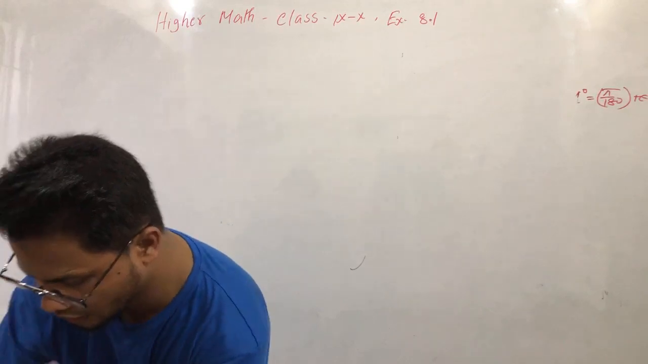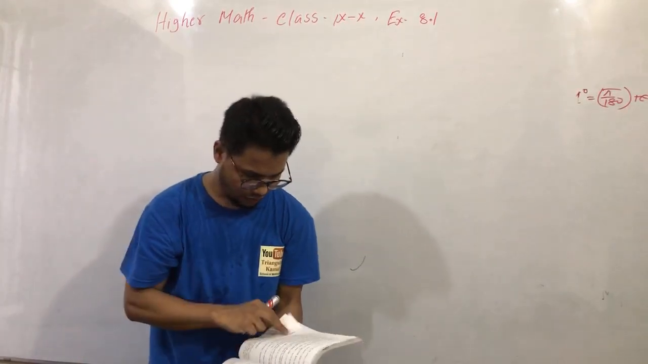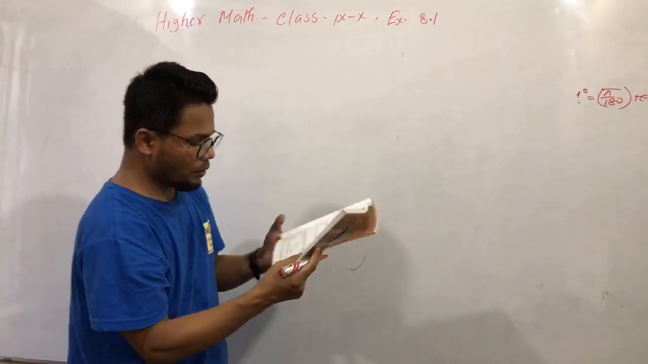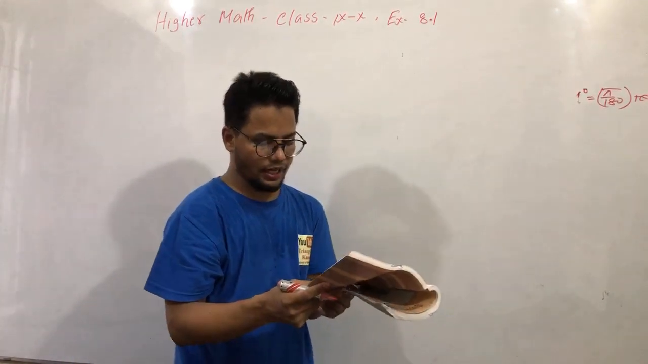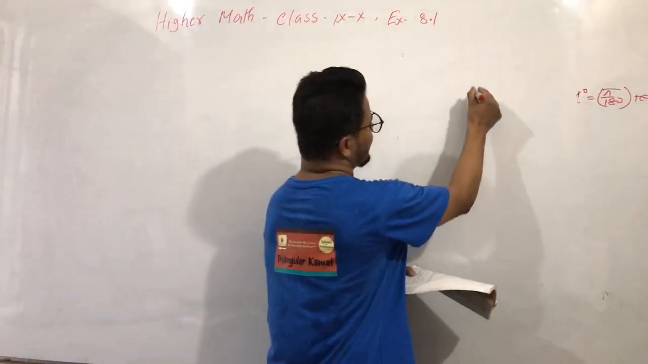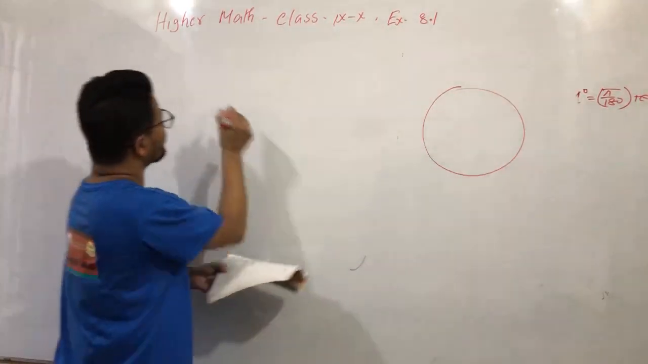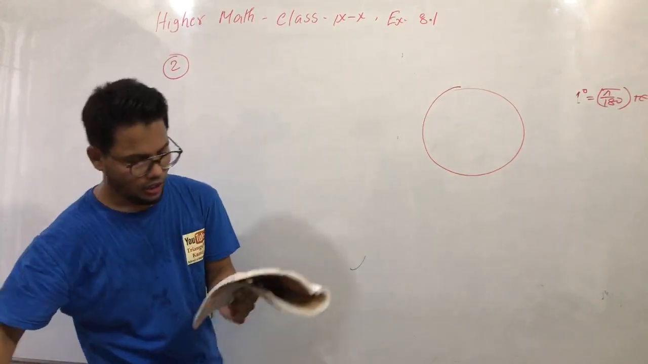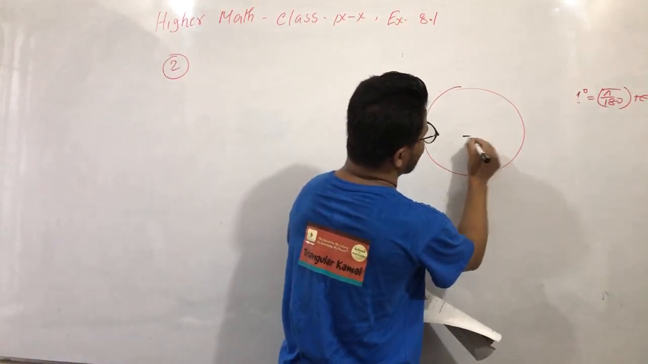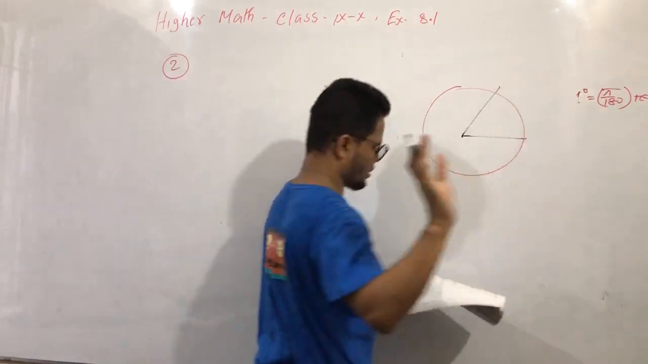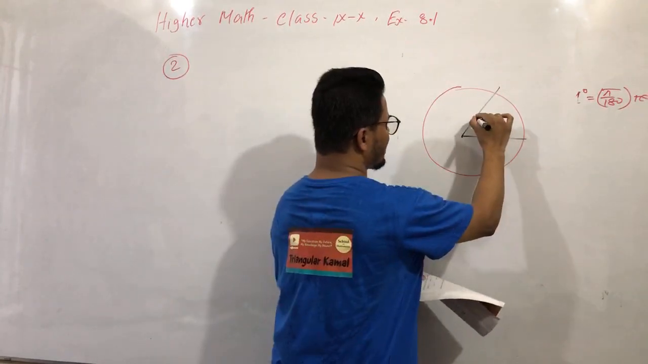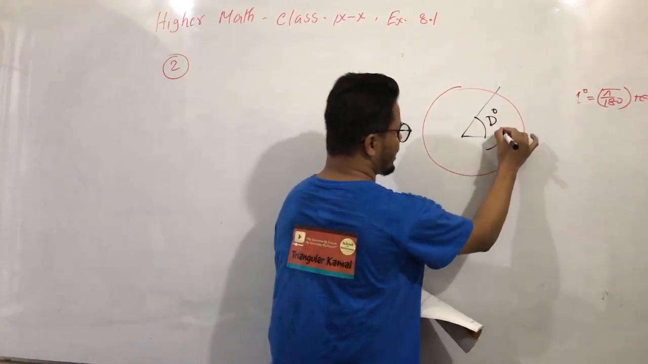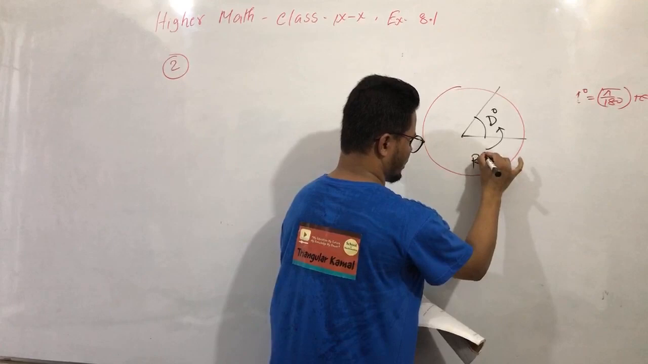Question number 2. Here a fixed angle is given in two formats, like here number 2 in exercise 8.1. Just an angle is given inside the circle. In the degree system this angle will be d degree, but if we consider radian, this angle will be r^c.